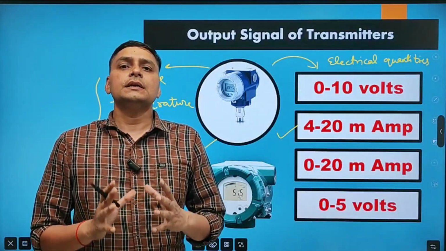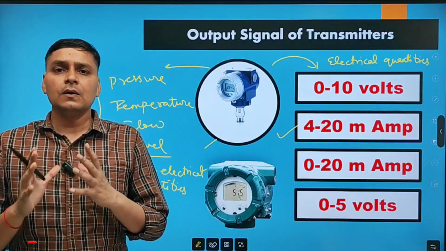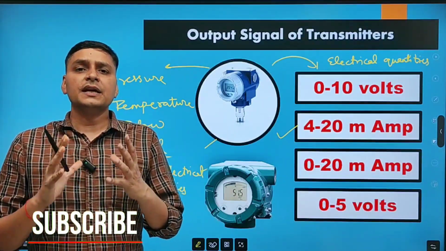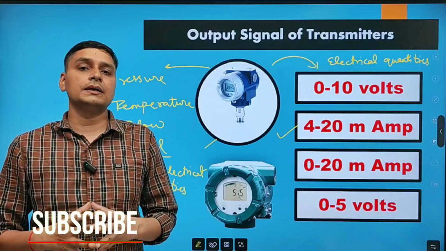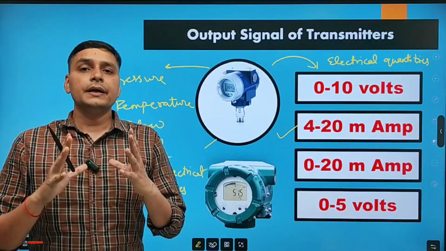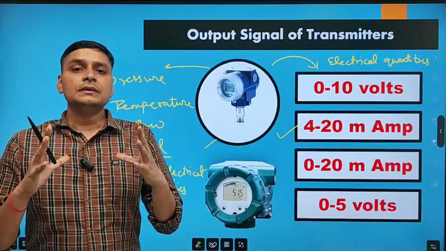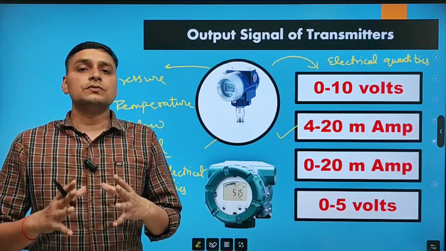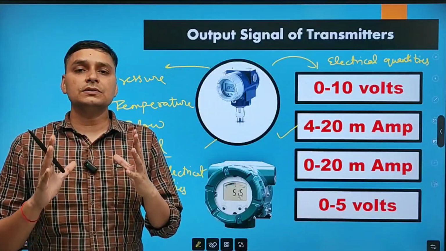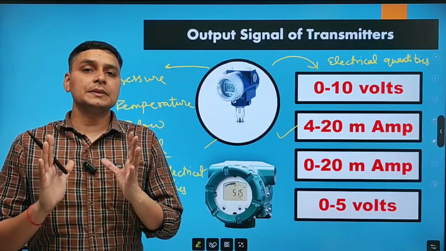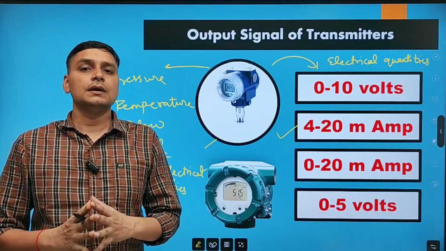So, you can say a transmitter is a device that is used to convert non-electrical quantities to electrical quantities. Friends, in instrumentation, this definition is used for transducers. So, transmitters are also transducers. We can call transmitters transducers. I think it is clear to you.